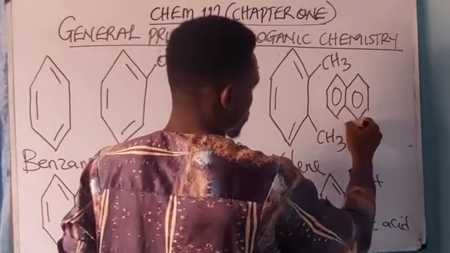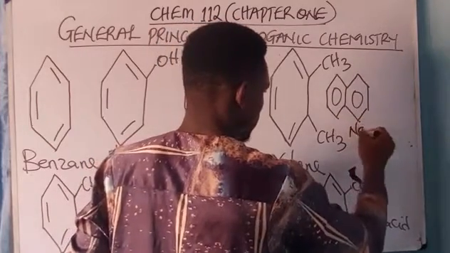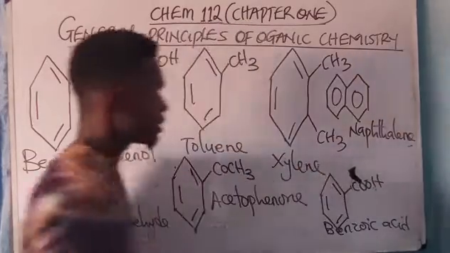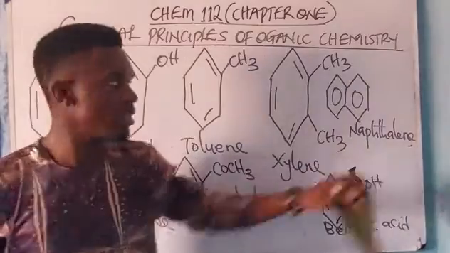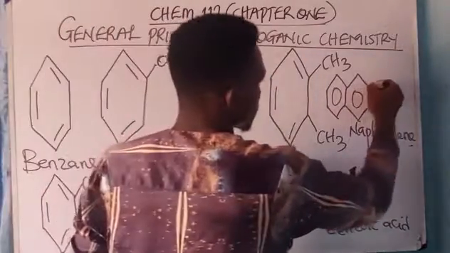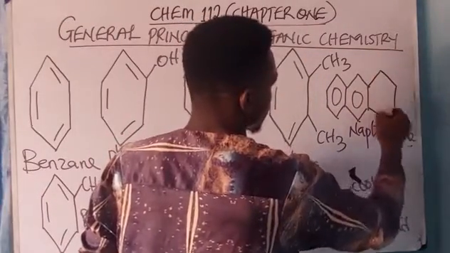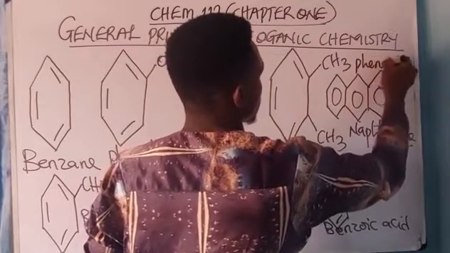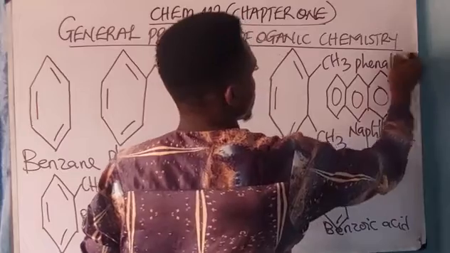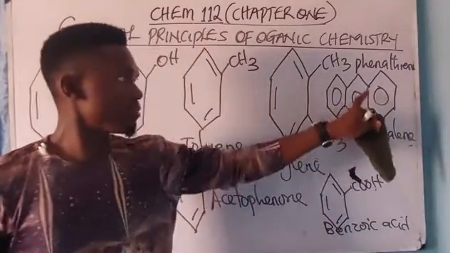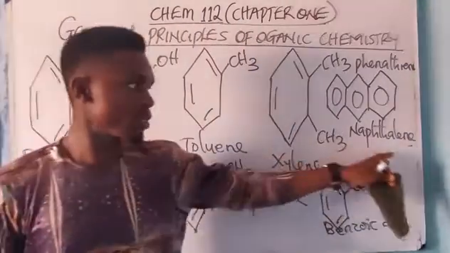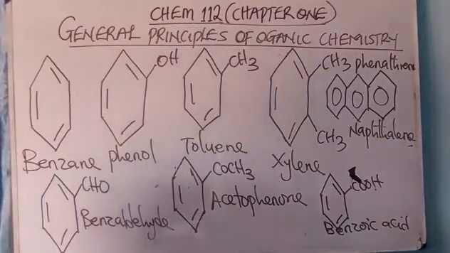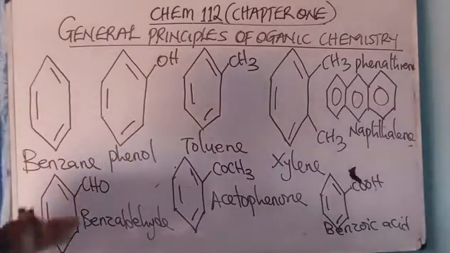now this is what? Naphthalene. So double benzene ring is called what? Naphthalene. If I now have three benzene rings like this, it becomes what? Phenanthrene. Three benzene rings is called a phenanthrene, but two benzene rings is called what? Naphthalene. So these are examples of what? Aromatic compounds. So I believe this one is understood.